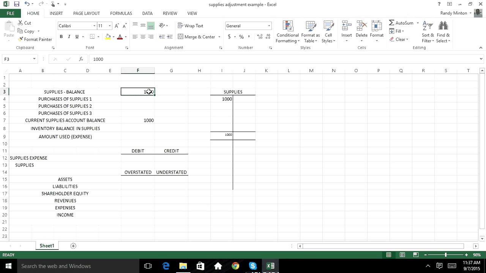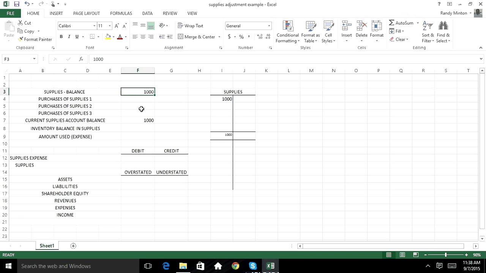Now, what happens with office supplies is people go in and out of the supply room. They typically will put down their name and the supplies that they have taken out, and that's done so that the supply clerk can then charge back to their department whatever their supply usage was.